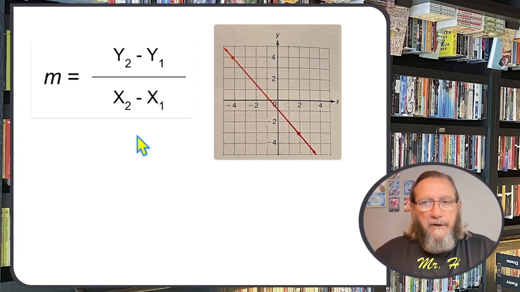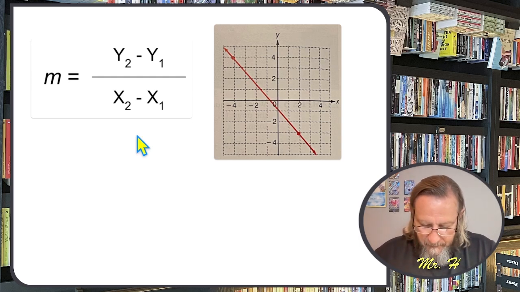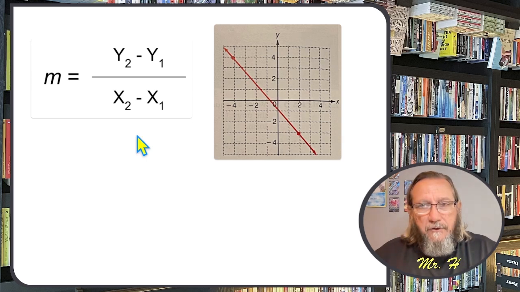Now, I will work it both ways when we get back together, but I want you to find the rate of change for the graph represented here. Hit pause.